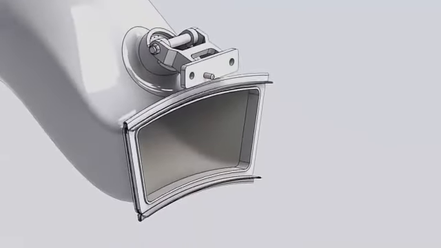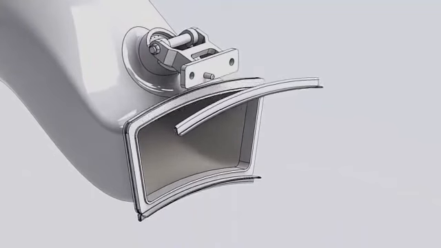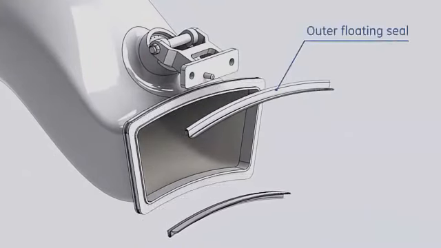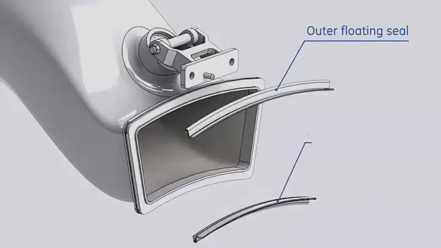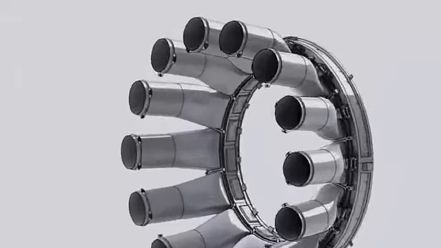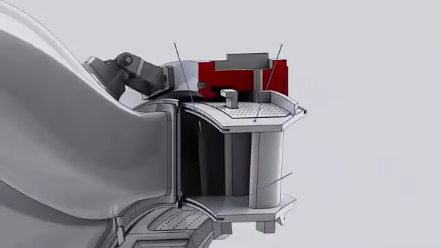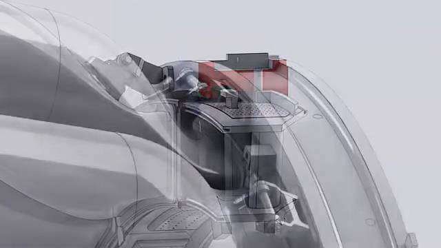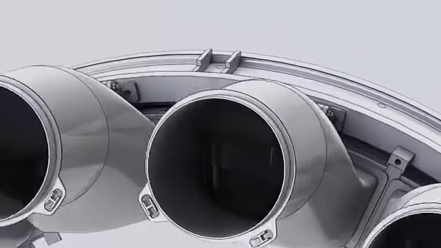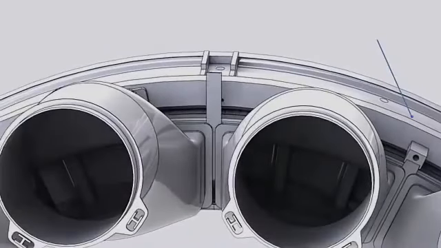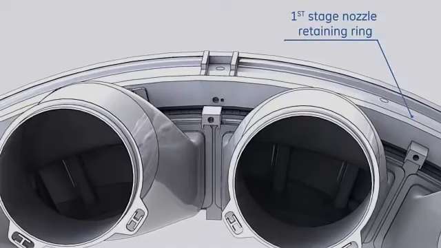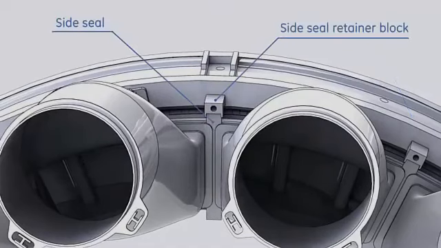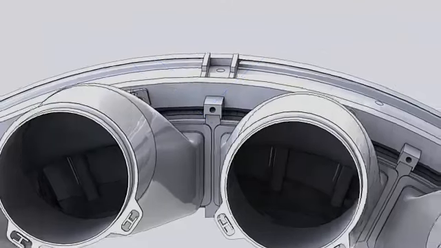The transition pieces are sealed to both outer and inner side walls of the first stage nozzle by the outer and inner seals. These seals are inserted into grooves on the first stage nozzle to minimize compressor discharge air leakage into the hot gas path. The sides of the transition pieces are sealed by side seals. Side seals are held in position by side seal retainer blocks. These blocks are mounted on the first stage nozzle retainer ring.